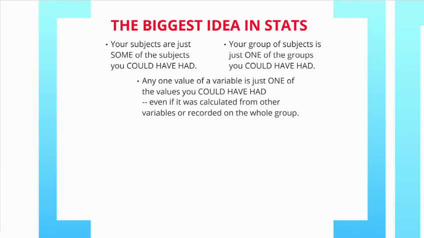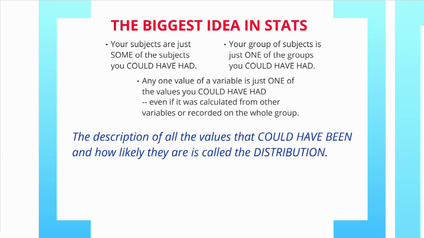Okay, here we go. So we're getting close to the biggest idea in statistics. Any one value of anything that I could possibly write down or calculate on an individual or a group could have been something else. The description of all the values that could have been and how likely they are is called the distribution. That's statistical terminology. The distribution of the variable describes all the things that could have happened and how likely they all were.